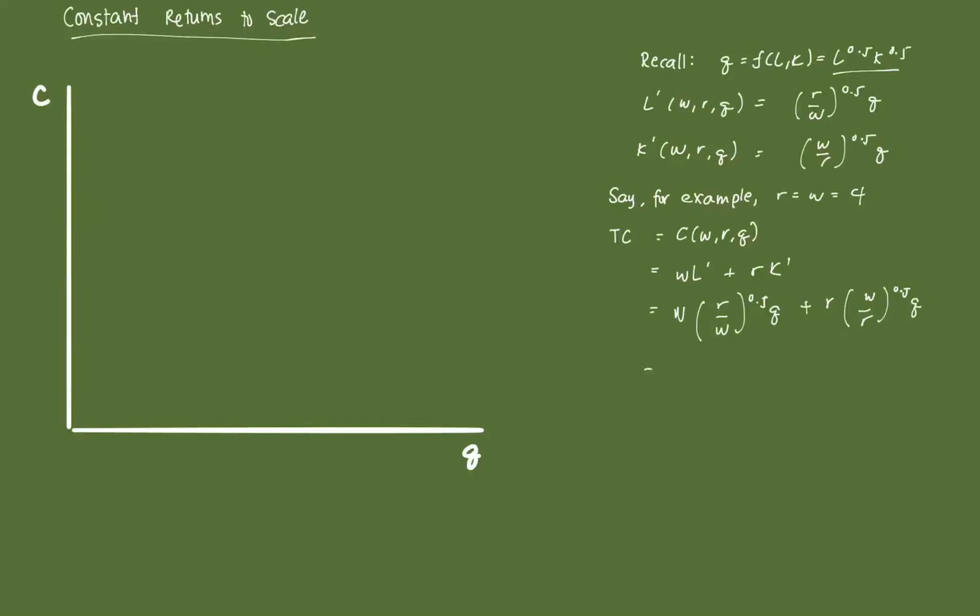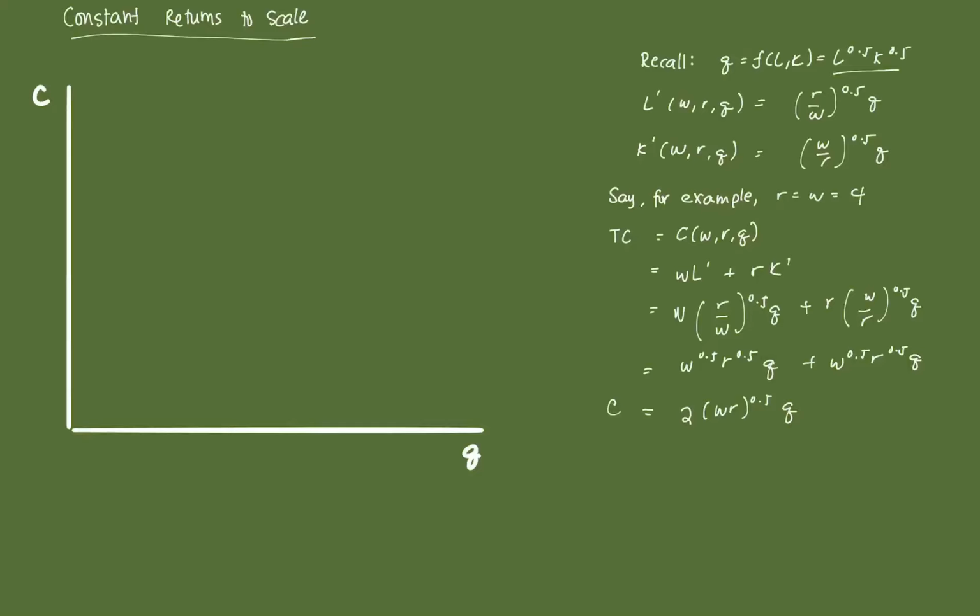And what's going to happen here is you're going to have W raised to 0.5 R raised to 0.5 times Q, plus the same thing here, W to the 0.5 R to the 0.5 times Q, and you're going to be left with 2 (WR) raised to 0.5 times Q. And this is your total cost function.